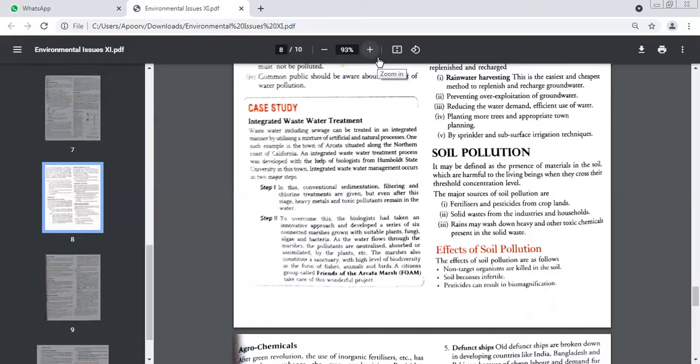Which ones were the artificial ones? Step one or step two? Step one. Step one was the artificial techniques. What three techniques do we generally take in the first step, which are put in the artificial methods? Sedimentation, filtering, and chlorine treatment. Yes, in this, man is involved, so we are doing this.